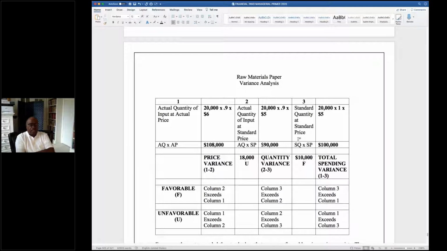With the paper, we're supposed to make 20,000, 1 ream each at $5. We actually used 9/10 of a ream as opposed to 1, so that was good. But the paper cost us $6 instead of $5. So buying that paper and paying $1 more, we get an $8,000 unfavorable price variance. So here, purchasing didn't do their job.